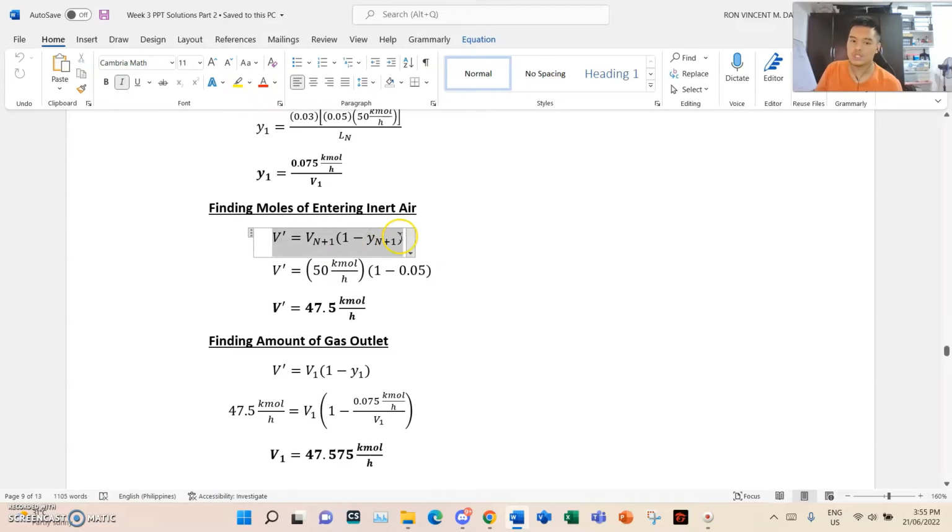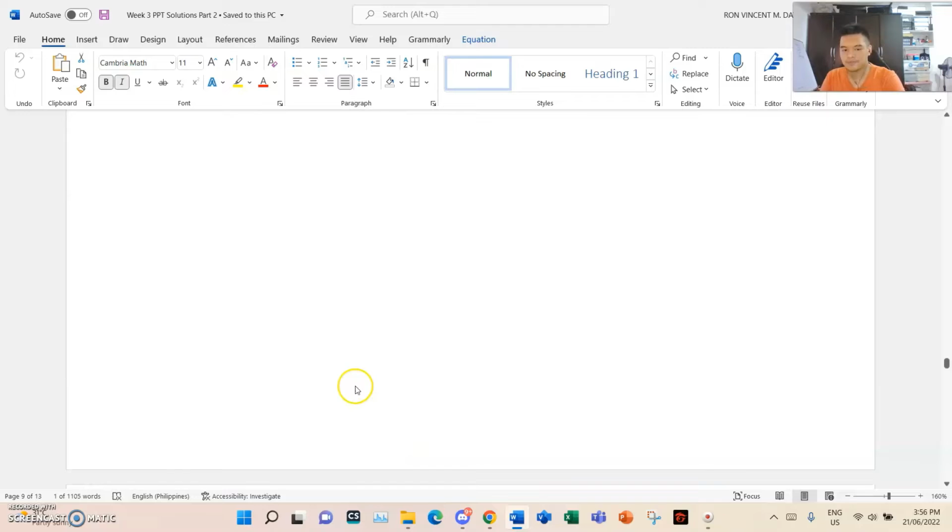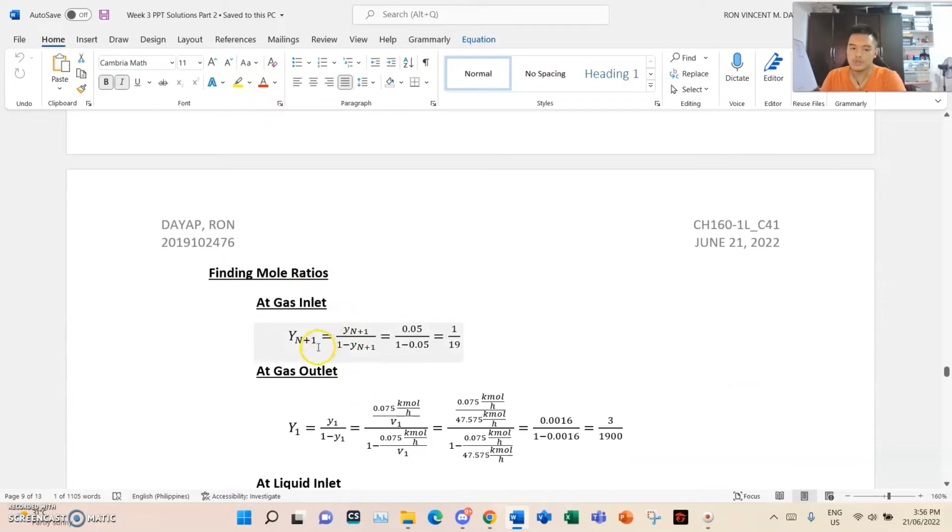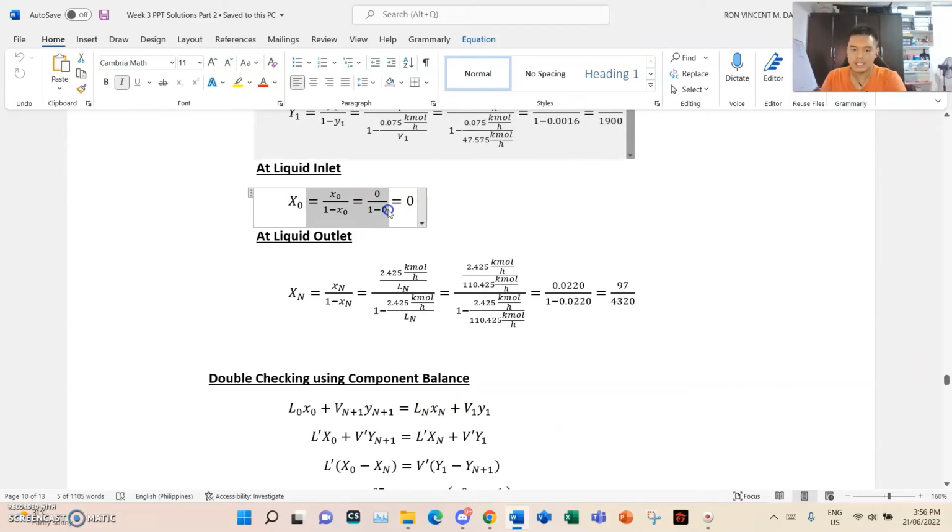Then using the same equation for the outlet conditions, since we do not know the amount of gas going out, but we know how much inert air is going in, which is essentially the same going out, V apostrophe, and we know Y1. Y1 is this formula. This means that the amount of gas exiting the system is 47.575 kilomoles per hour. Then we need to find the mole ratios using this formula at gas inlet, gas outlet, liquid inlet, and liquid outlet.